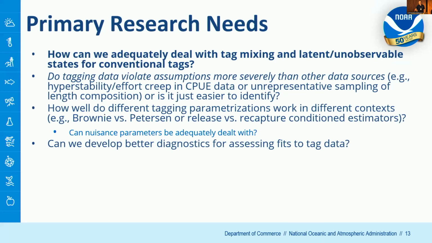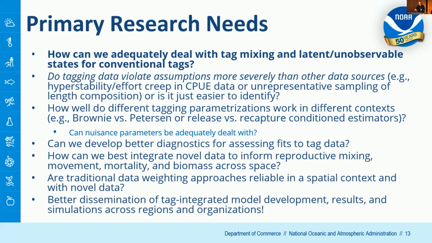And then there's this idea of using different parameterizations of your tagging submodel, so release conditioned versus recapture conditioned, Brownie versus Petersen estimates, things like that. Developing more robust diagnostics. And then, like I mentioned, integrating multiple data sources and data types to kind of help estimate movement and mortality, which is primarily why you're putting the tagging data in there in the first place. Data weighting, that's always an issue.